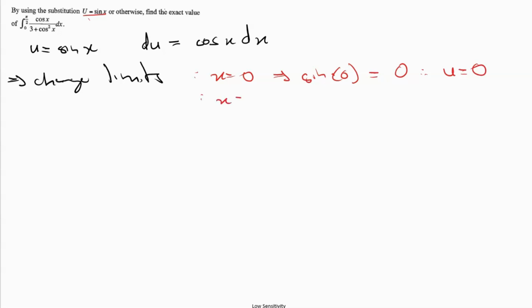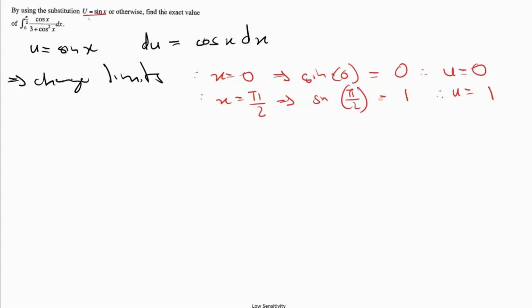The second one is when x equals pi over 2, that's the upper limit. So this is the same as sine pi over 2. The sine of pi over 2, which is 90 degrees, is the same as 1. Therefore, u equals 1. So these are our new limits.